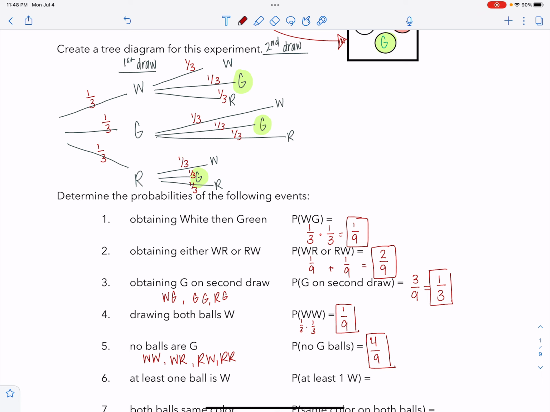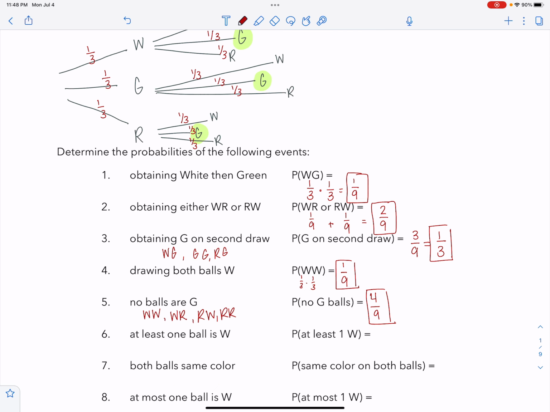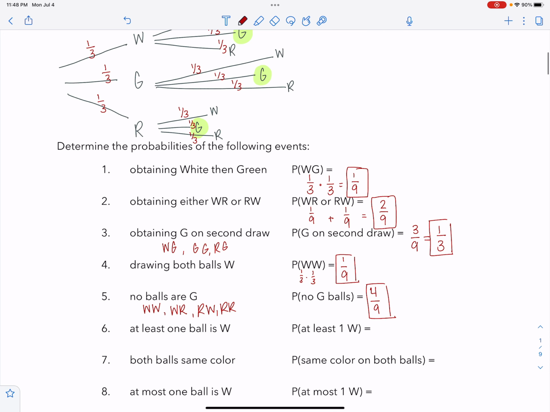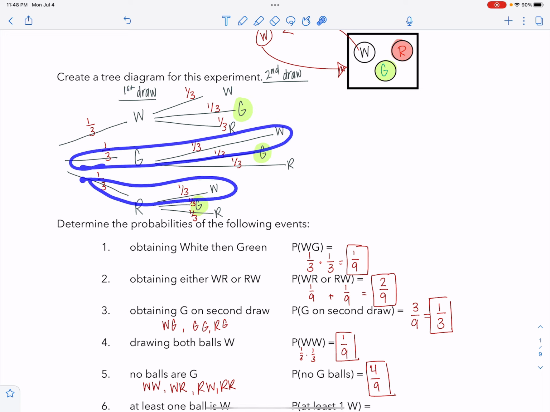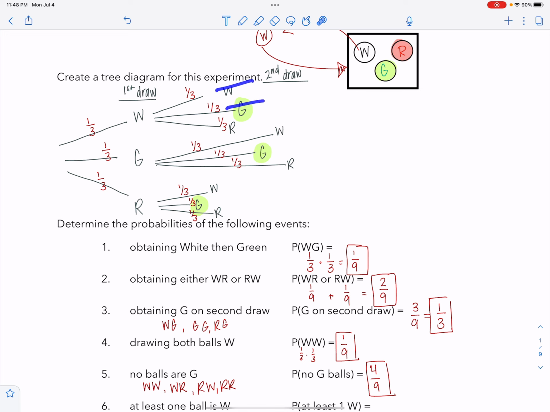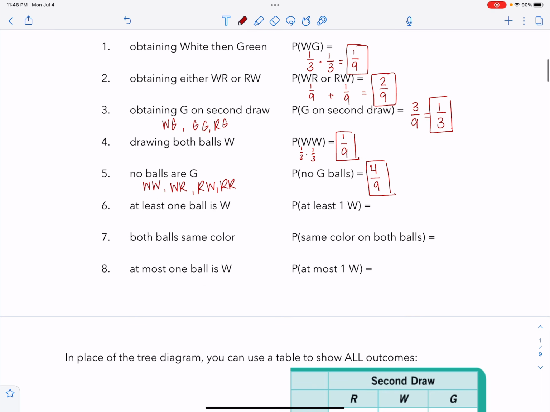At least 1 white. At least 1 ball is white. Well, all of those would work because at least 1 is white. And then green, white, and red, white. So I've got 1, 2, 3, 4, 5 total out of the total of 9.